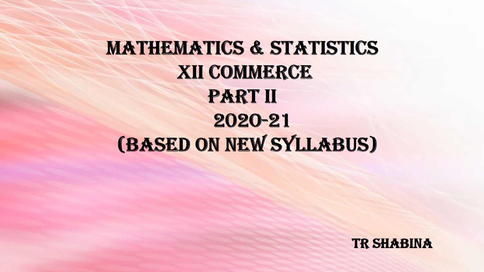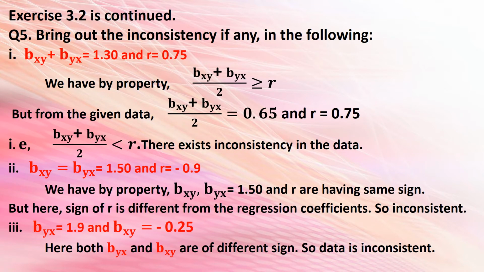Dear students, today we are continuing with the sums of exercise 3.2 of the lesson Linear Regression of Part 2. Question number 5. Bring out the inconsistency, if any, in the following. First one, before that, inconsistency means the data is inconsistent. Means the quantities in the given data do not satisfy the properties.